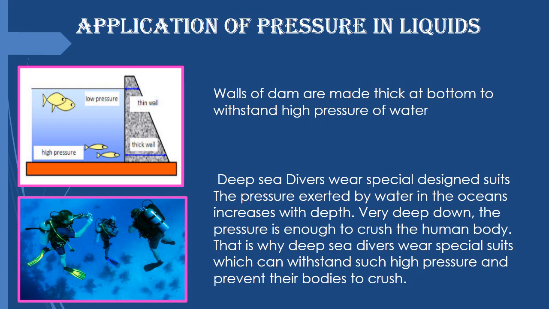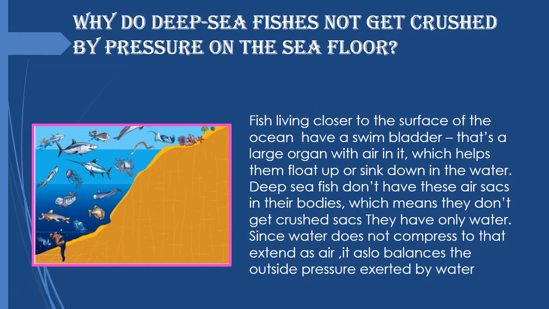Now, why do deep sea fishes not get crushed by pressure on the sea floor? You know now that pressure at the bottom is very high, right? So why do these creatures living in the oceans and seas not get crushed? Now fish living closer to the surface of the ocean have swim bladders, that is a large organ with air in it, which helps them to float up or sink down in water. But the sea fish which are deep inside the ocean or on the sea floor don't have these air sacs in the body.